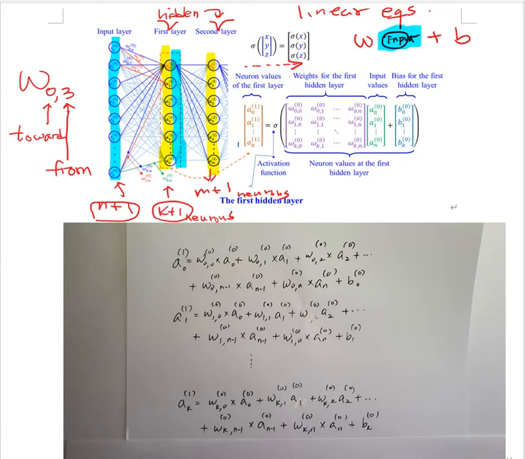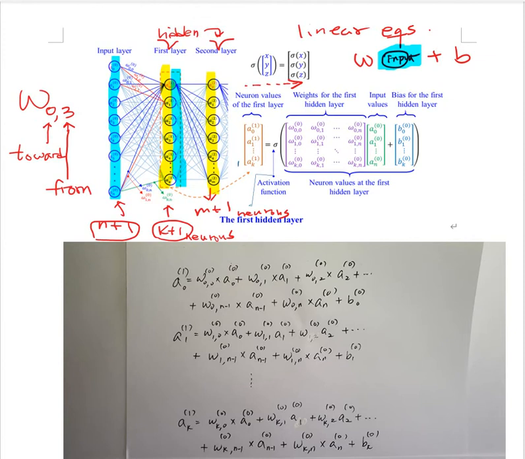We see the first neuron here, this one, A0 with superscript 1. The A0 means that this is the first entry of the neurons of that particular layer, and the superscript 1 indicates that we are at the first hidden layer right there. So understand these notations. And all these neurons are calculated by receiving from all previous neurons.